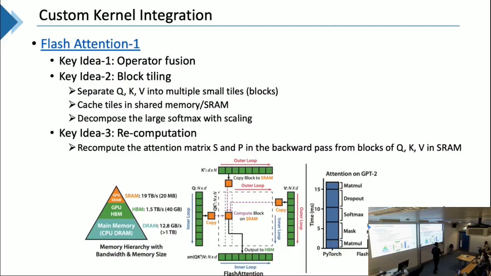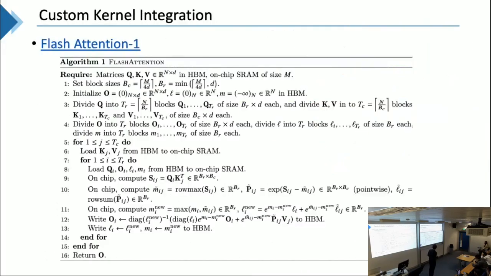So the issue is to overcome the problem which in the global memory we don't cache, don't store the whole matrices. So this is the three key ideas introduced by FlashAttention. And so this is the pseudocode. Let's just look at the pseudocode one by one, line by line.